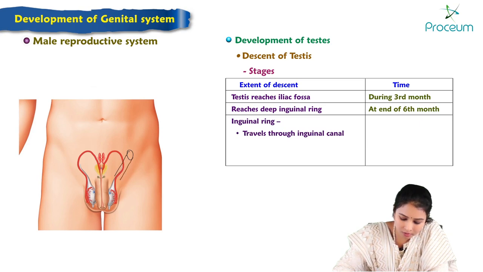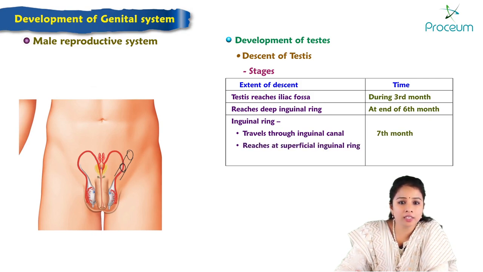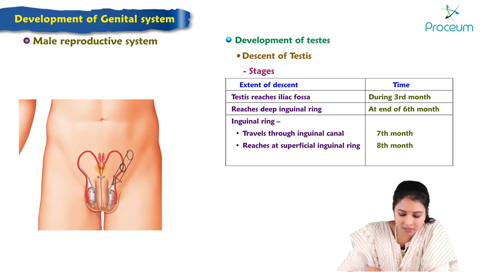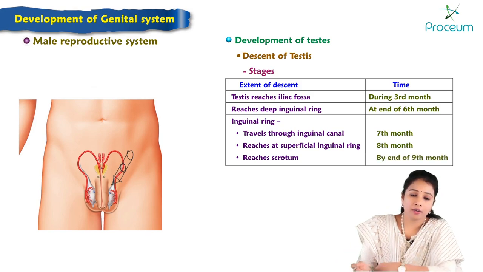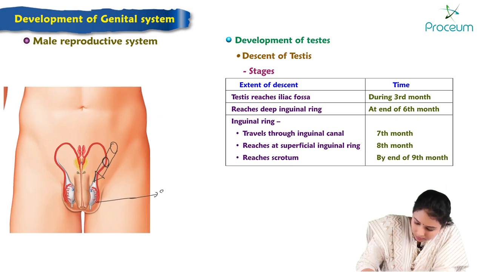So here is the inguinal canal. It travels through the inguinal canal at the end of the seventh month of intrauterine life. And it reaches the superficial inguinal ring at the eighth month. So here is the triangular superficial inguinal ring. And it reaches the scrotum at the end of the ninth month.